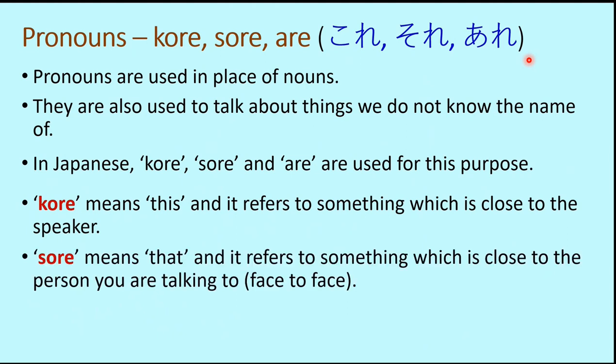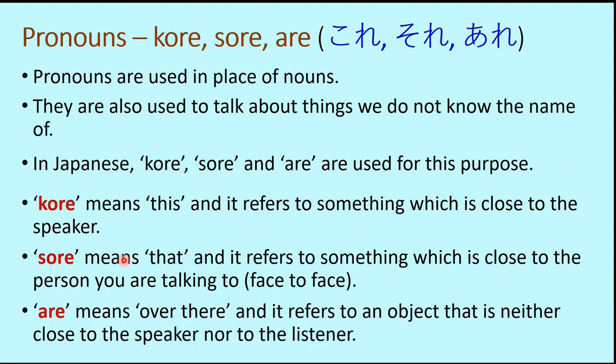The second one is sore. It means that. It refers to something which is close to the person you are talking to, face to face. That means something which is at a little distance away from me, and closer to the person I am talking to. So it means that. Kore means this, sore means that. And the third one is are.